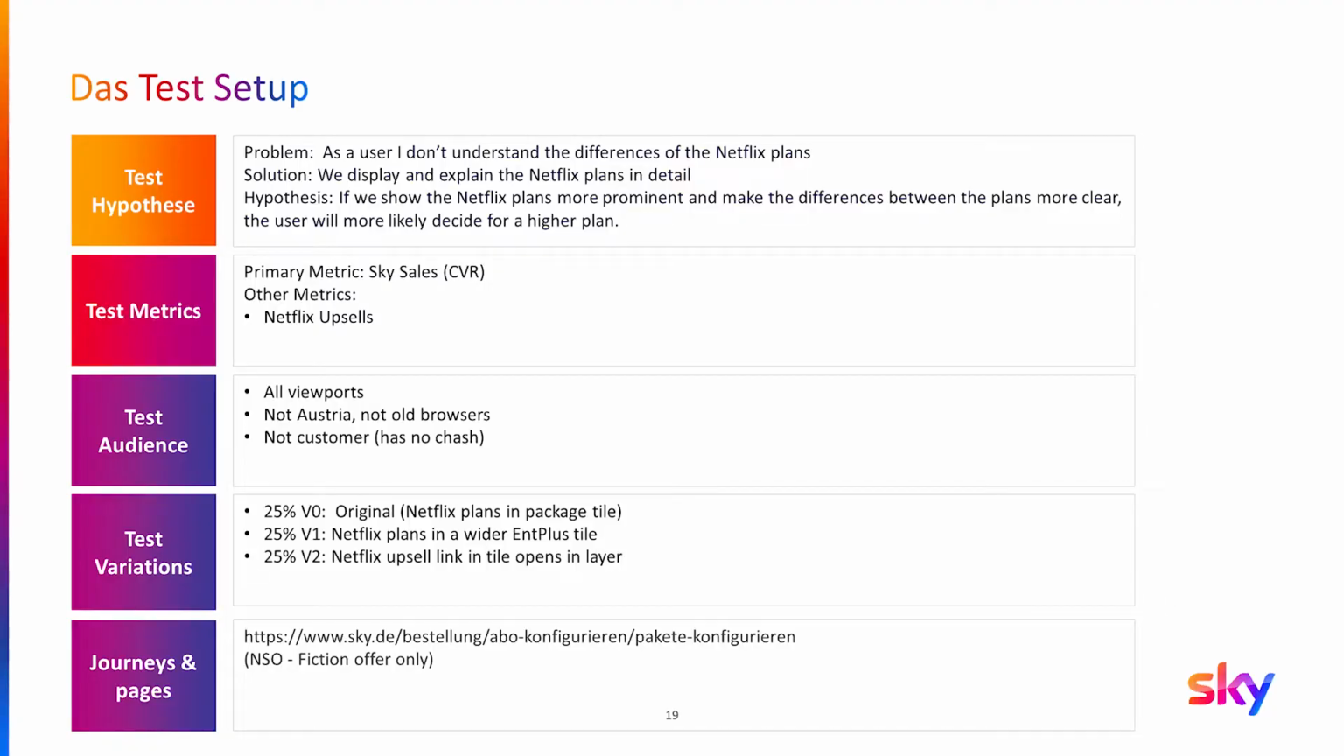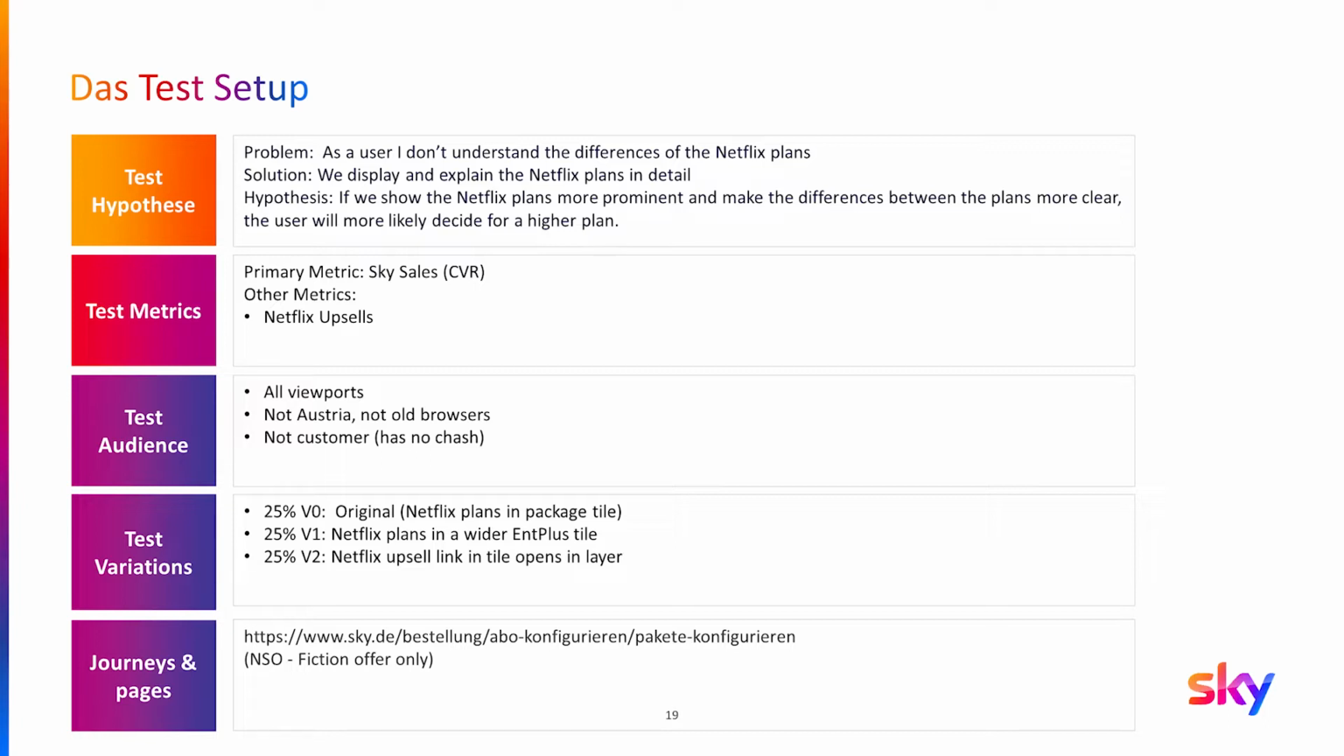What we always do is we pack every required KPI and data for one test in one slide. And this is how it looks like for us. I also have an example with us so that you can imagine what I mean with all the theory. So in this case, we have a problem, right? As a user, I don't understand the difference of the Netflix plans. So we as Sky, we also sell Netflix plans. Some of you might know, others not. But as part of the order process, you can also add Netflix into your plan.